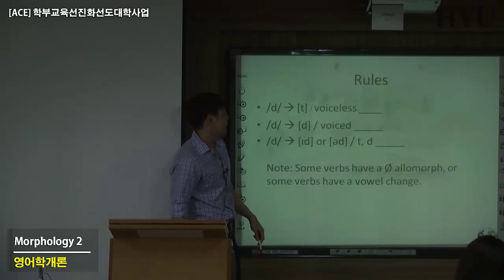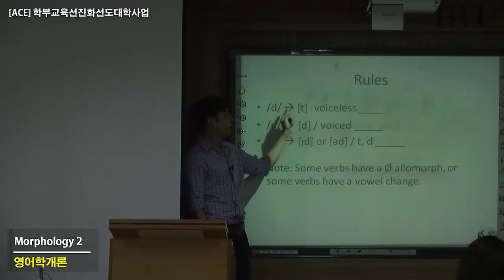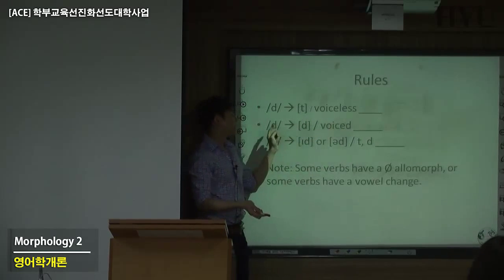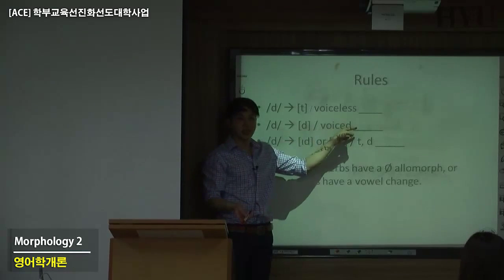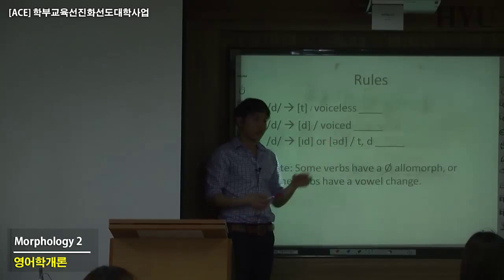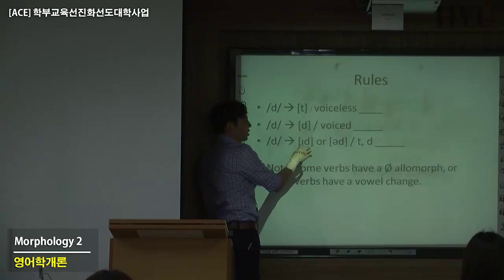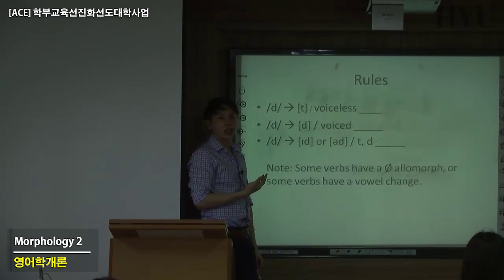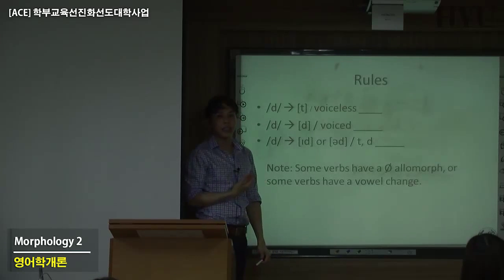So the rules are like this. The D becomes a T when it's after a voiceless sound. The D becomes a D when it's after a voiced sound. And the D becomes id or ud after the T or the D, okay? Again, you have to insert a vowel just for ease of pronunciation, making the pronunciation easy.